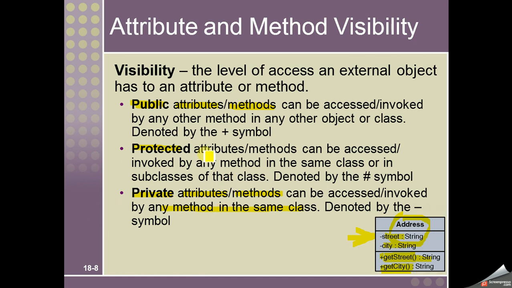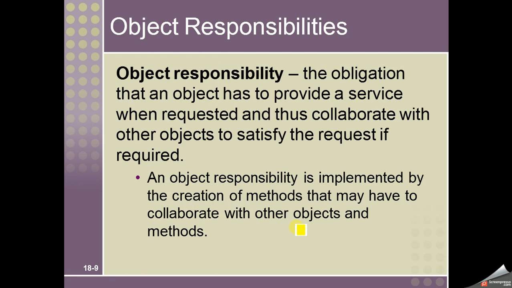Protected is something in between them. So these attributes or methods can be accessed or invoked by any method in the same class or in a subclass of that class. So sometimes we want to limit the access to the classes inherited from that class, so we can declare them as protected methods or attributes.